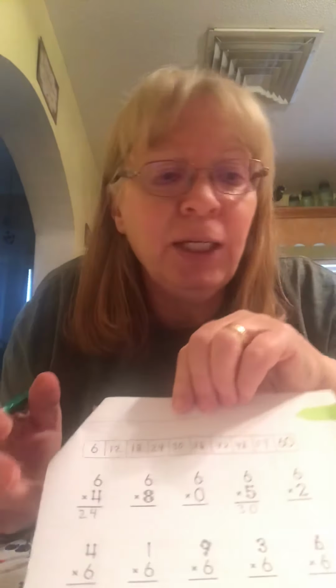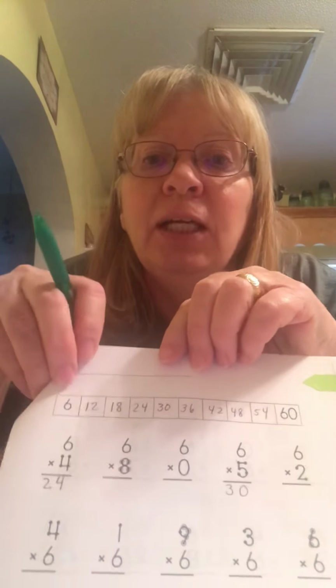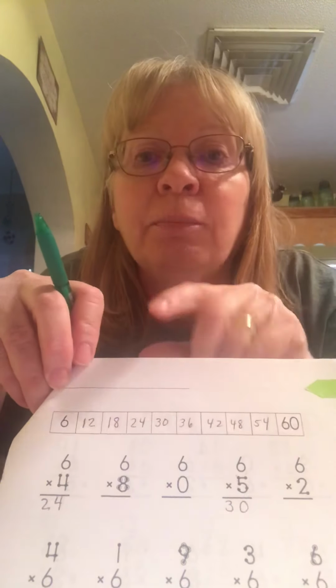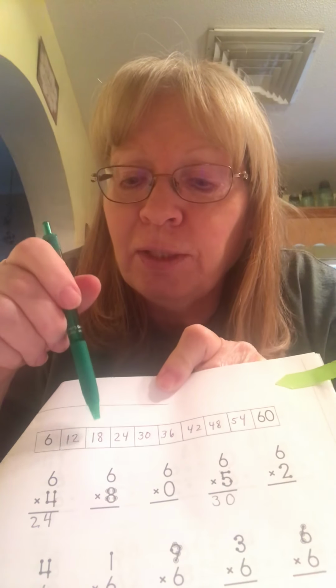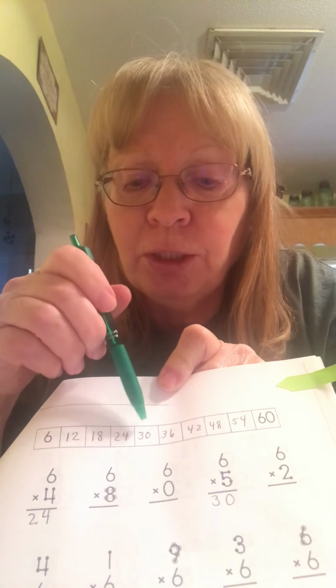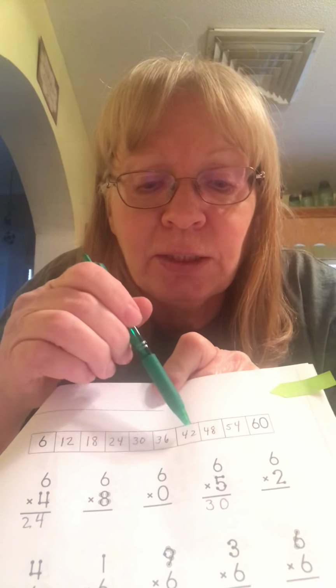And today, starting out, we're going to work on multiplication times 6. The top of this page, which is page 57, I put the multiples of 6 at the top. So the multiples of 6 are 6, 12, 18, 24, 30, 36, 42, 48, 54, and 60. Now this page starts out with just one number times one number, so we'll do a couple of those.